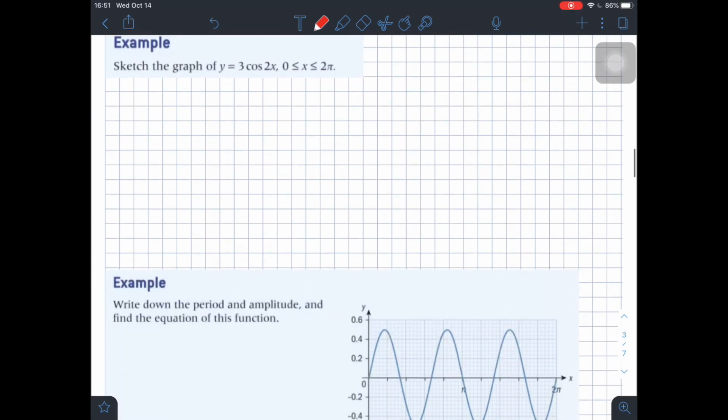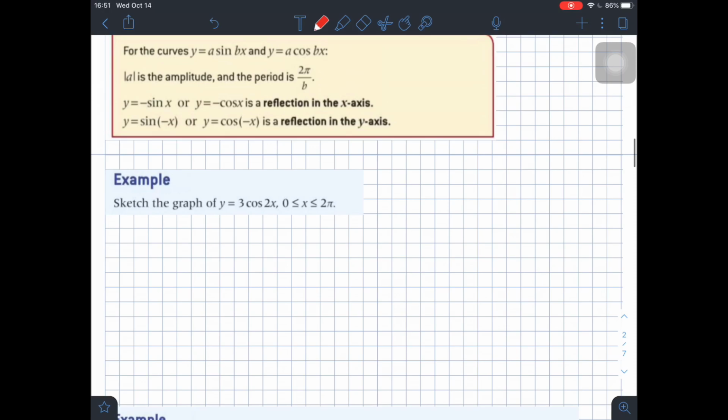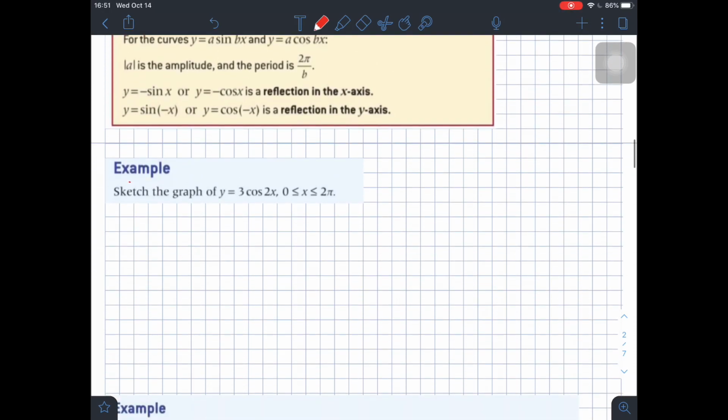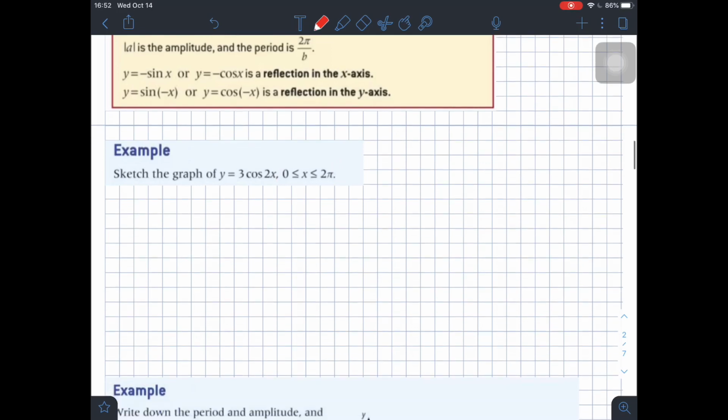Okay, so let's see 2 examples to finish this first part of the video to see how these concepts apply. It says, sketch the graph y equals 3 cosine of 2x for this interval from 0 to 2 pi. Okay, so first thing, from this function, we can identify 2 things. We can identify, or three things actually. The first one is that we're talking about a cosine function.